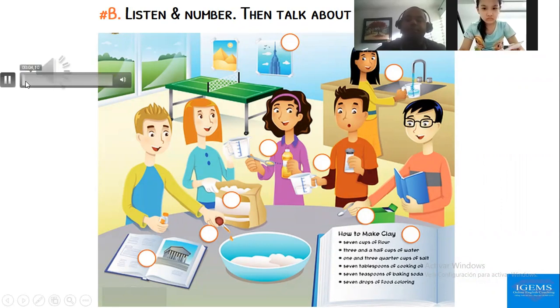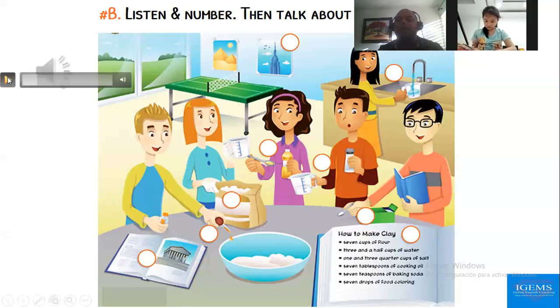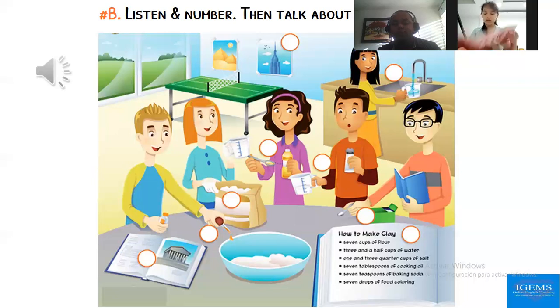Number one. Listen and number. Talk about the picture. Number one. This book is about making models. It shows how to make clay. We can use the clay to make model buildings. Okay, what is number one? Number one is this book. Okay, fantastic. Let's continue.